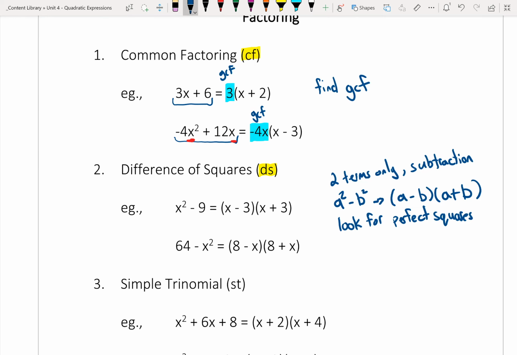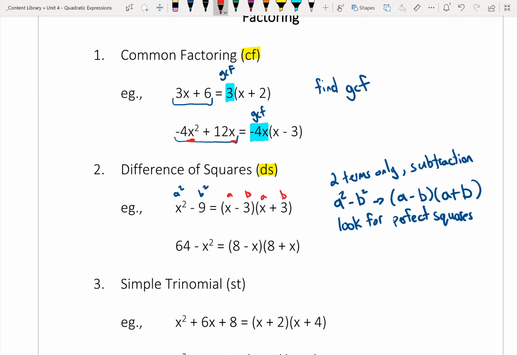Now, are they perfect squares? Well, I can take the square root of x squared and it becomes x, and I can take the square root of 9 and it becomes 3. So those are perfect squares. If this is my a squared and b squared, I can now see that this is my a and b.